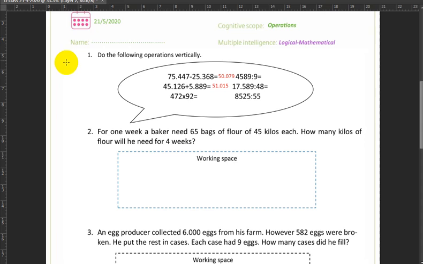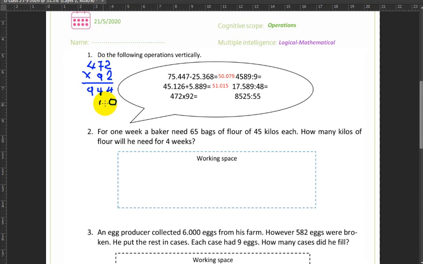Next up, we have a multiplication. 472 times 92. 2 by 2 makes 4, 2 by 7 makes 14, 2 by 4 makes 8, plus 1 that I carried over makes 9. Write a 0 beneath the 1s.